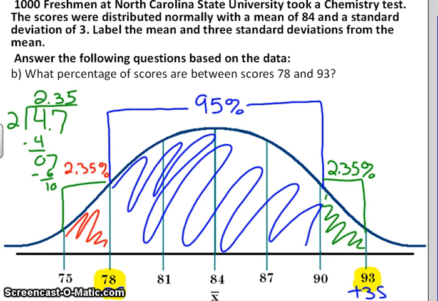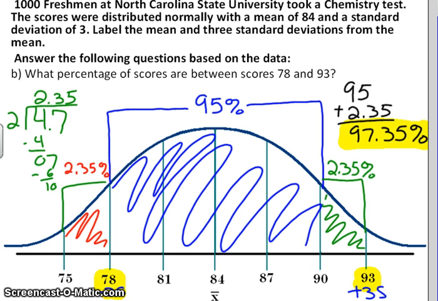Now I'm going to add together only the sections that I need. Since I'm asked for the range from 78 to 93, I know that from 78 to 90 is 95% of my data. And then from 90 to 93 is 2.35% of my data. So I'm simply going to add those two numbers together to get the percent of data that is between 78 and 93. When I add them together, I get 97.35%. I can conclude that the percent of the scores between the scores of 78 and 93 is 97.35% of the data.